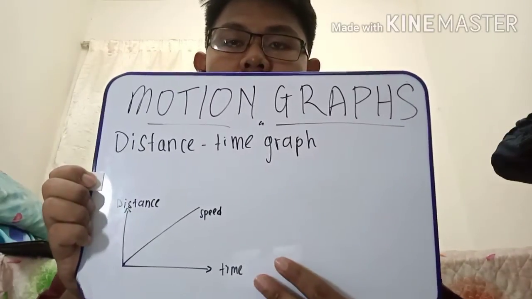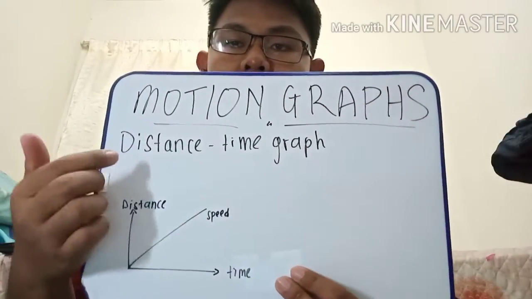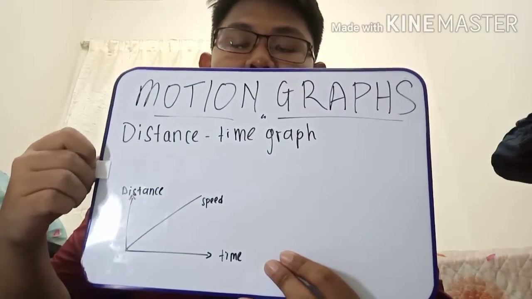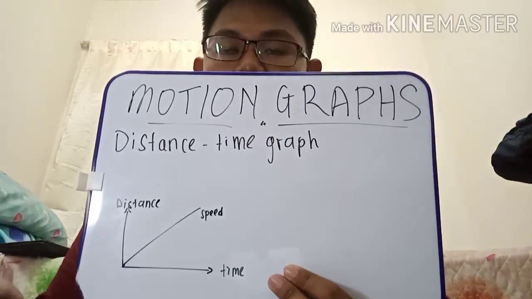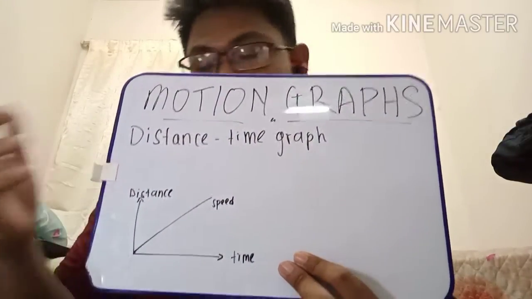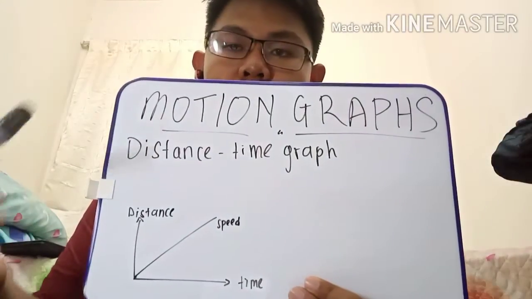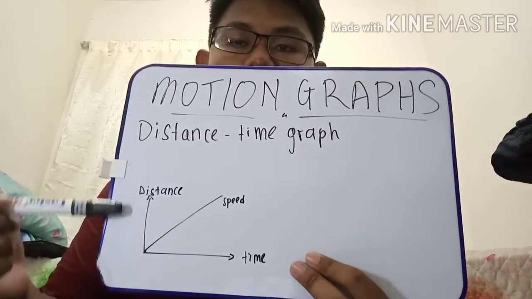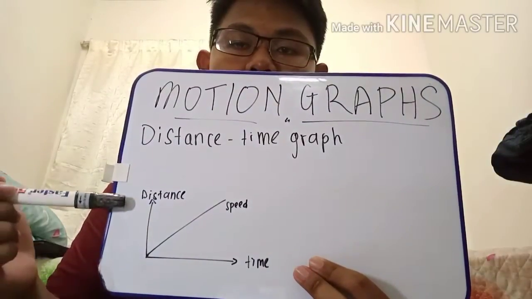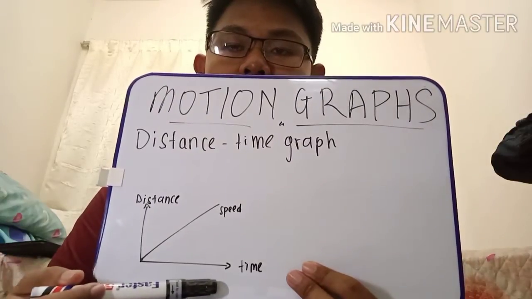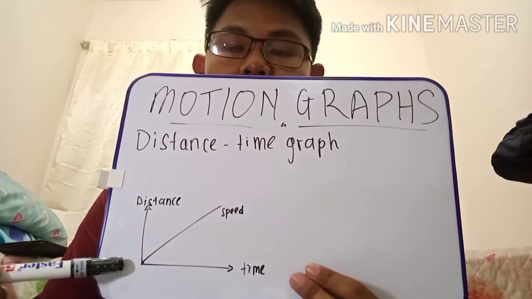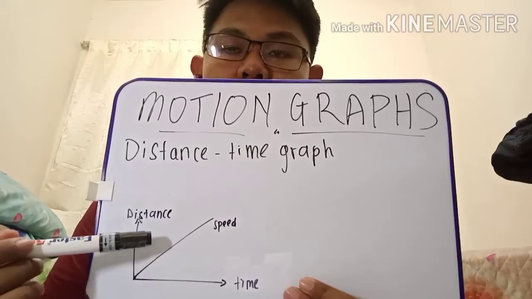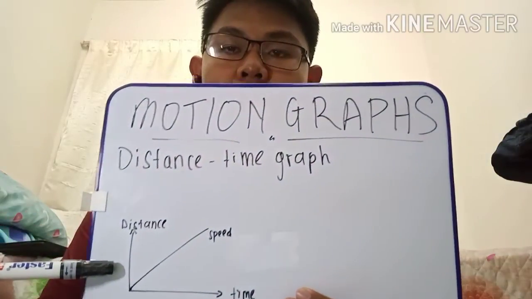So the first graph that we're going to go through is the distance time graph. Judging by its name, you probably already know what the components in the graph are. Let me show it to you. The first thing that we need to know is the axis. Usually there are two axes in the graph. The first axis is the x-axis or the horizontal axis, and the second one is the y-axis or the vertical axis. Then the straight line is what we call a gradient.